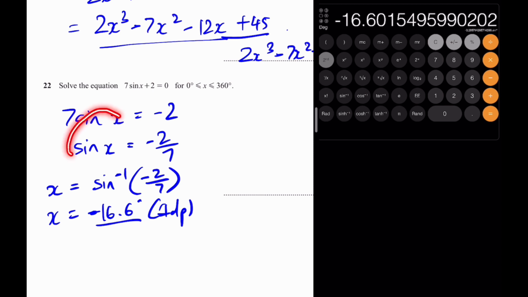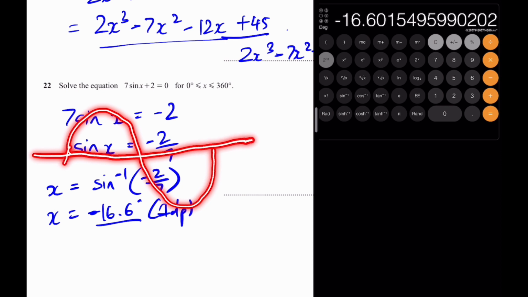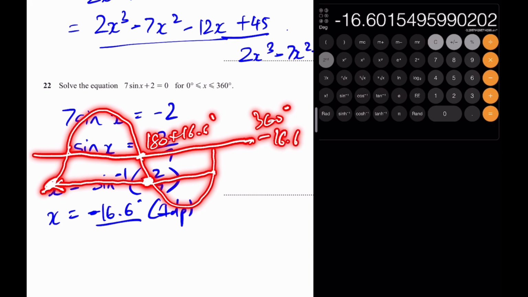Well, the sine graph is in the shape of a wave, like that. And if you go further down, that means x equals minus 16.6 will be somewhere over here. So the same value will come over here once again, but with a different x, which is simply 180, this point, plus 16.6. And then there will be one more value over here, which is simply 360 minus 16.6, which is this length.